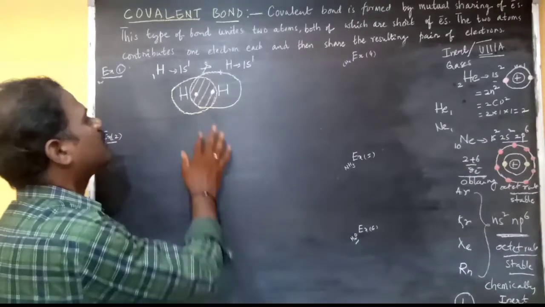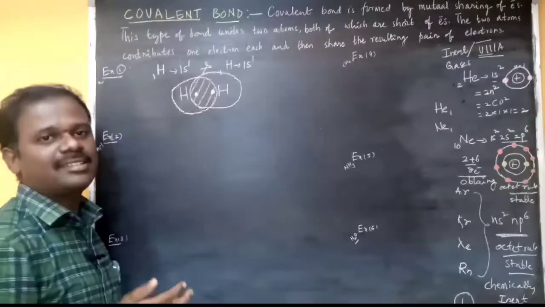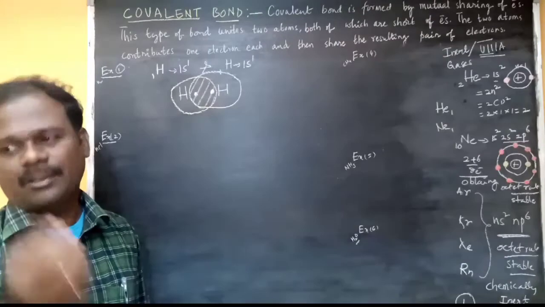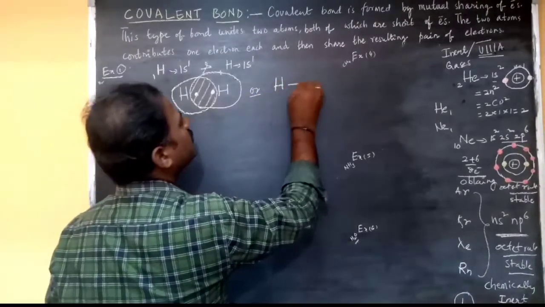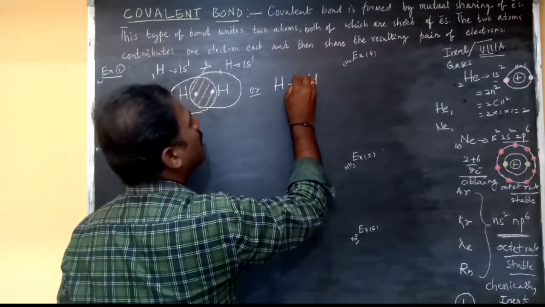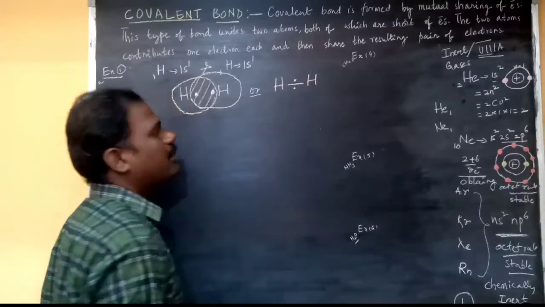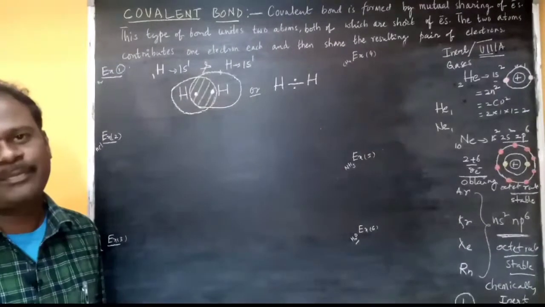So 2 electrons are present. So that's why this is said to be the duplet electronic configuration. We can represent it like this also: hydrogen, bond, hydrogen, with the pair of electrons present in the middle.